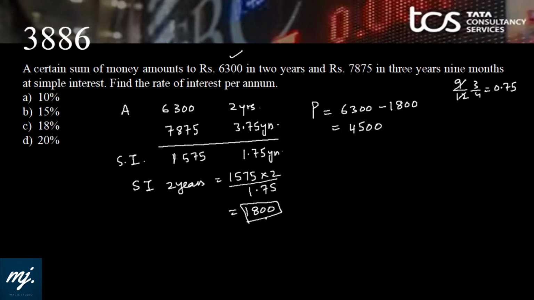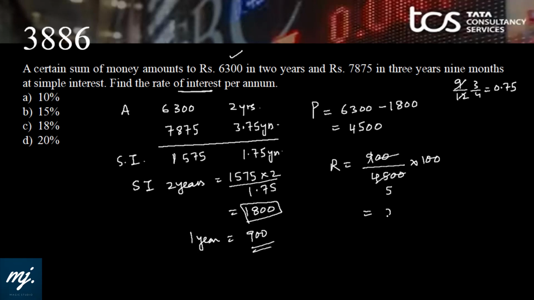And simple interest is 1800 in 2 years. Therefore, in 1 year, simple interest collected is 900. We need to find the rate of interest. So rate of interest would be interest collected over principal into 100. This is 5. 100 by 5 is 20%. 20% per annum simple interest is the rate of interest charged, and option D fits in.